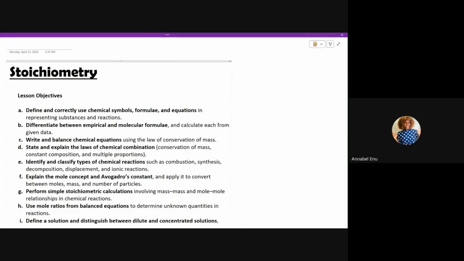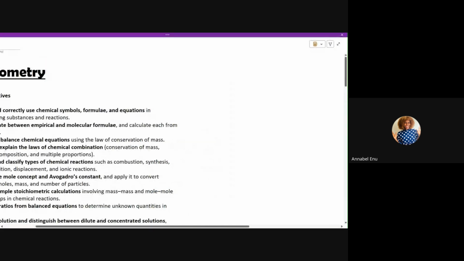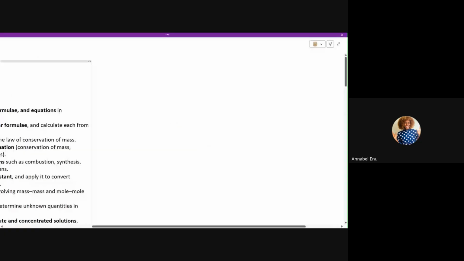When we talk about stoichiometry, it has to do with things like moles, mass, and volume. Stoichiometry is about how an amount of something will require an amount of another thing to produce an amount of a product.